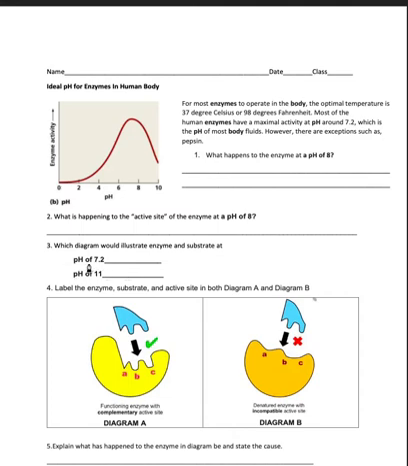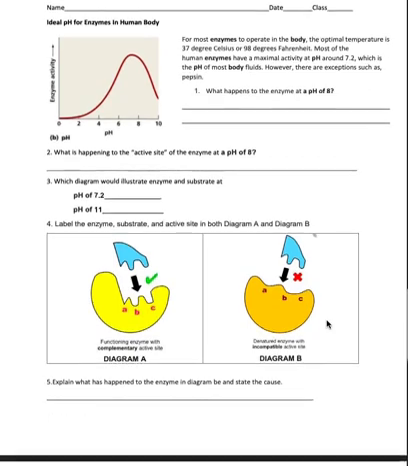So here it asks you which diagram would illustrate the enzyme and substrate at the pH of 7.2. It's going to be diagram A because it's perfect. It's going to have the enzyme and the substrate perfectly fit into a nice little puzzle piece of an active site. At the pH of 11, the enzyme really appears it's not really going to work at all. It's not compatible. So diagram B represents the pH of 11, and you can see right here that the active site has changed shape. It has become denatured.